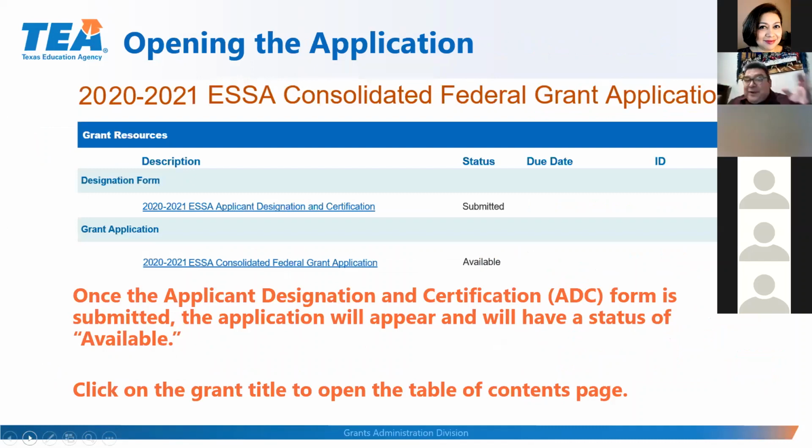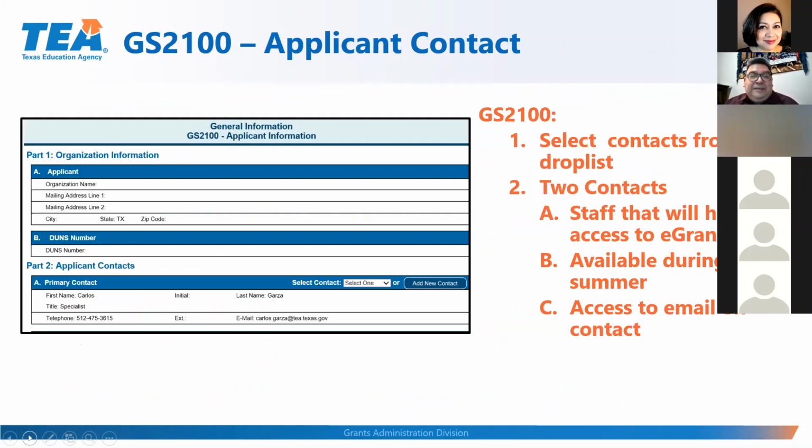So there were no errors. We completed it, we submitted it, and now the application is available for us to start working on the actual application. So we just have to click on the application name to open the table of contents for the application.